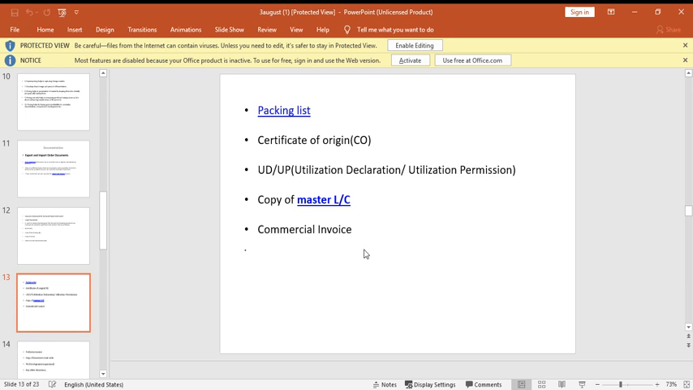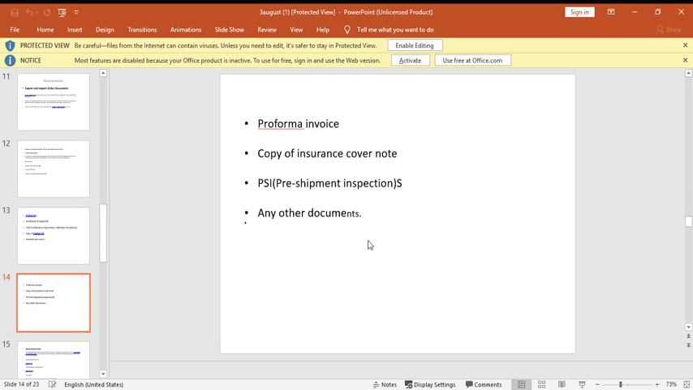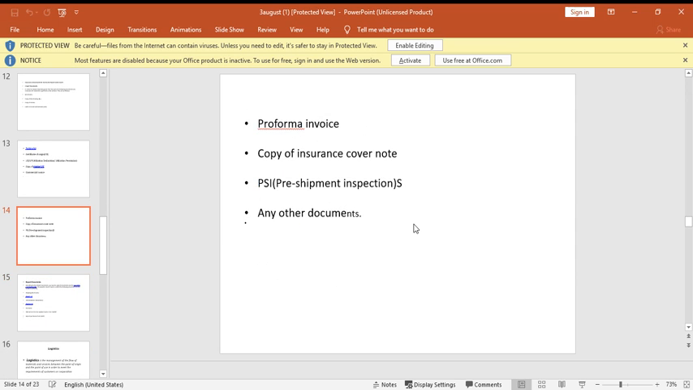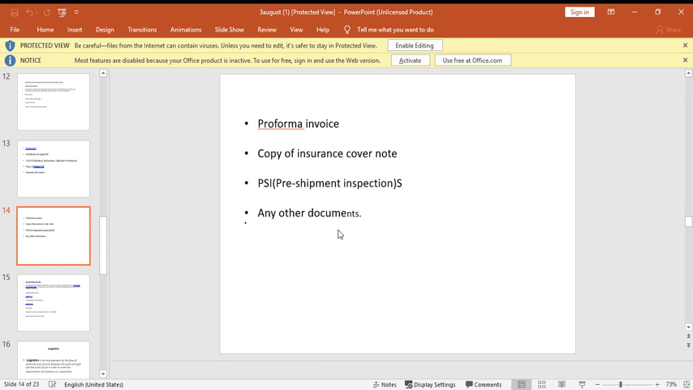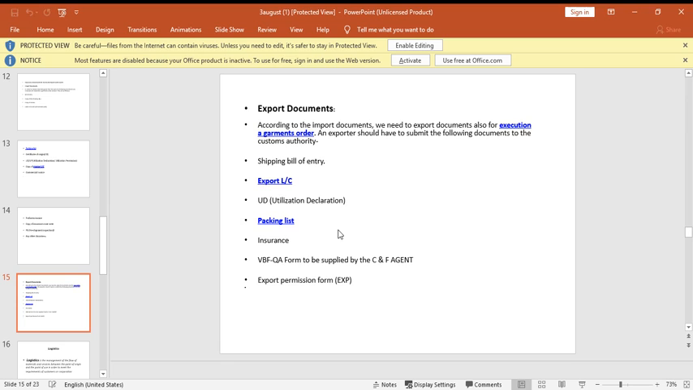Then packing list, certificate of origin CO, UD or UP, utilization declaration or utilization permission, then copy of master L/C and commercial invoice. Then pro forma invoice, copy of insurance cover note, PSI, that is pre-shipment inspection, and any other documents. So these are all import documents.